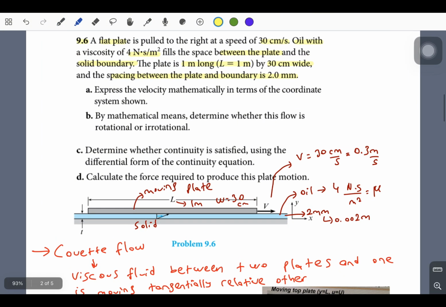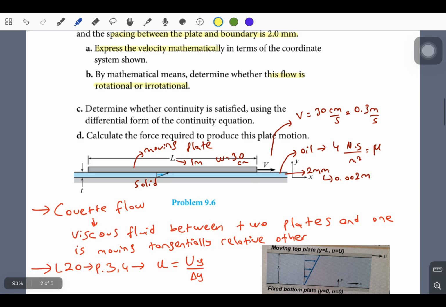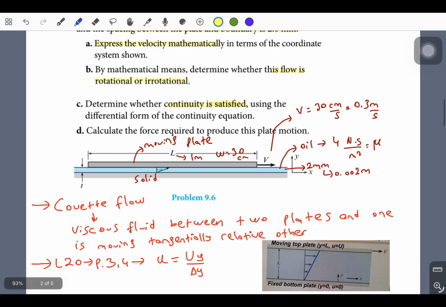So we need to express the velocity mathematically, and we also need to find if the flow is rotational or irrotational. And lastly, we will check if the continuity is satisfied, and we will calculate the force required to produce this plate motion.